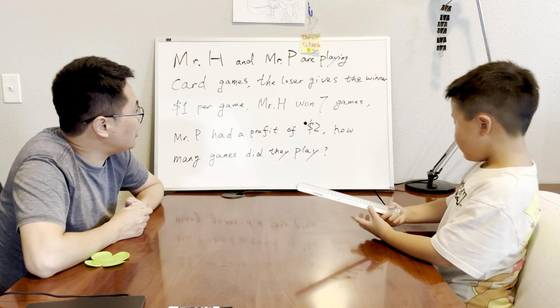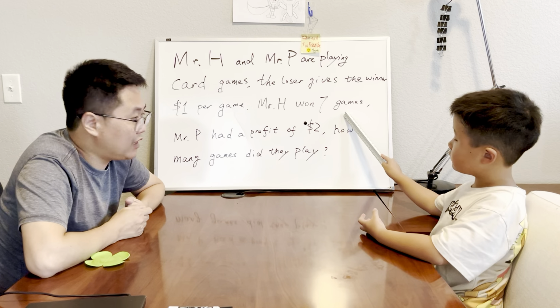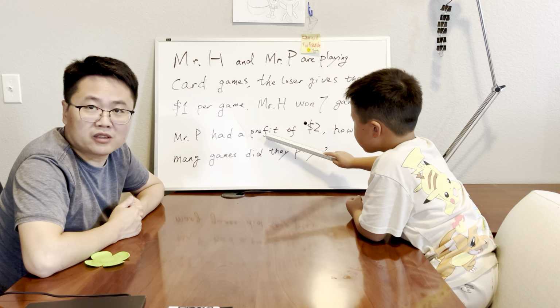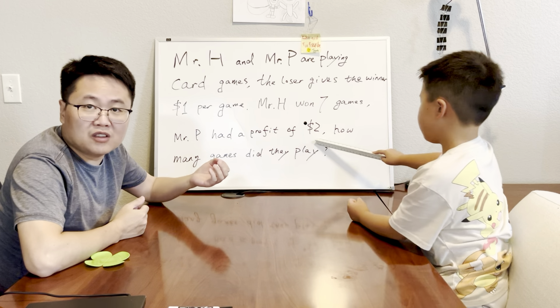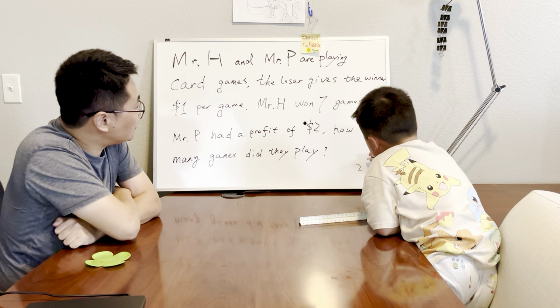In the end, Mr. H won 7 games. And then Mr. P had a profit of $2. Remember that the loser has to give the winner $1 per game. In the end, Mr. P actually had a profit of $2. So the question is asking how many games did they play in total.